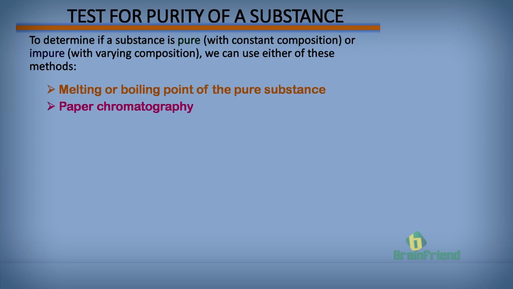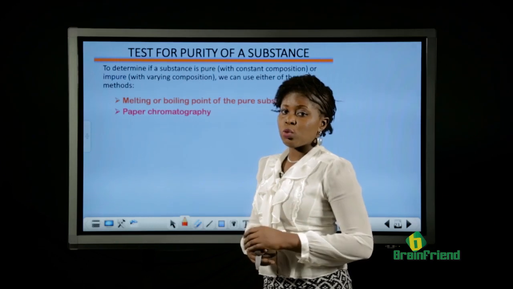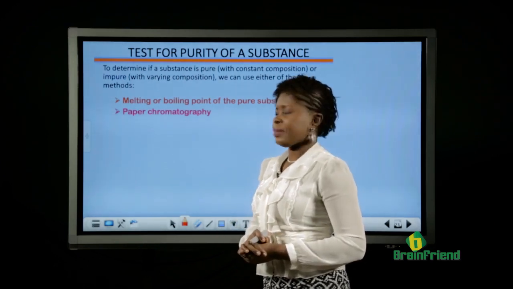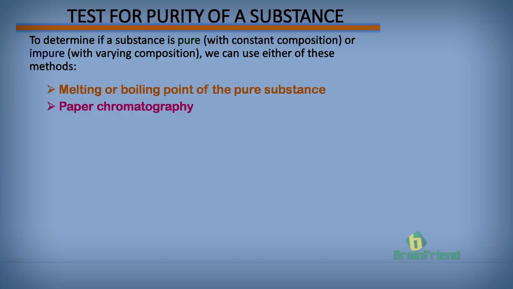We've been talking about pure substances and mixtures. So when we have a substance that we say is pure, how do we test for its purity to really know that it's a pure substance? Now, to determine if a substance is pure, that is, if it has a constant composition, or if it is impure, that is, it has varying composition, we can use either of these methods. Okay, so the two methods that are available are melting and boiling point of the pure substance and paper chromatography.